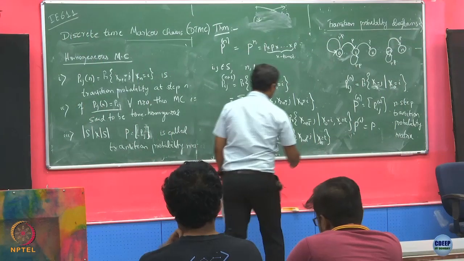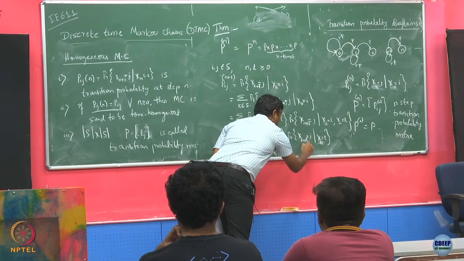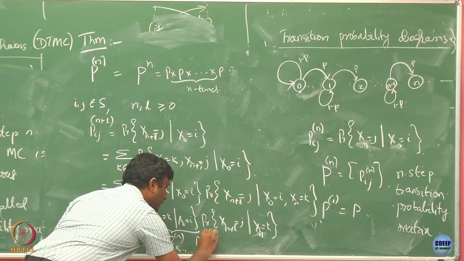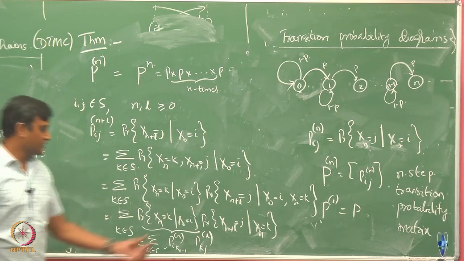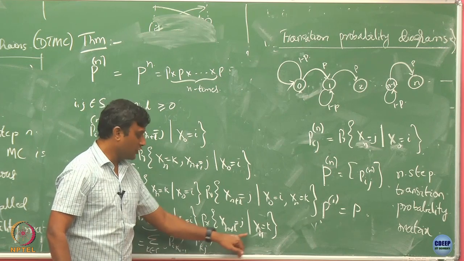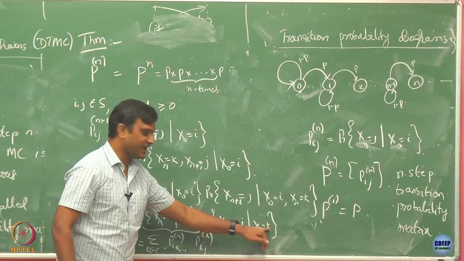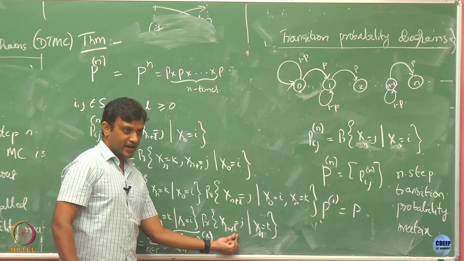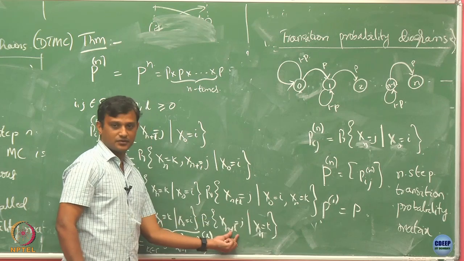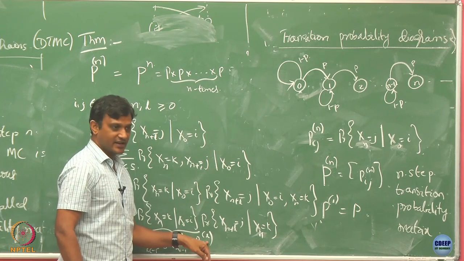So you can also argue that this guy is nothing but Pkj(l). If we fix n equals 0, this is going from k to j in l steps. But now we are starting from the nth round and jumping to the (n+l)th round, so the jump is of l rounds here. So this can also be written as Pkj(l).